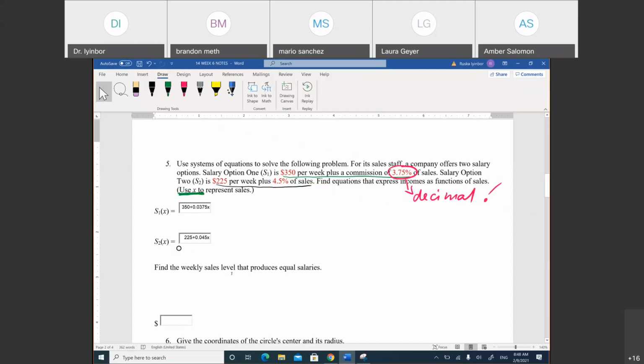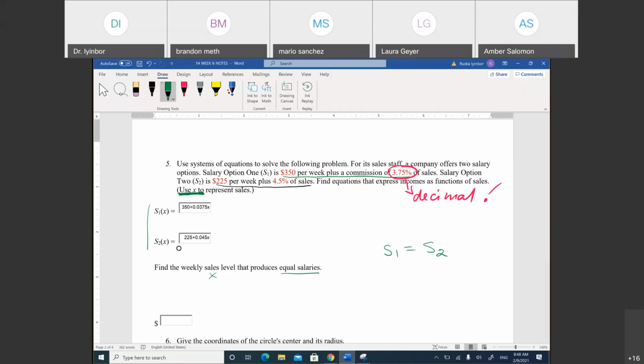Find the weekly sales level, which is x, that produces equal salary. So what they're saying is, how much do you have to sell this week so you should get the same paycheck, doesn't matter if it's option 1 or option 2. So what you need to do is solve the system together, right? Option 1 equals option 2. That's what they're saying. That's what you need to solve.